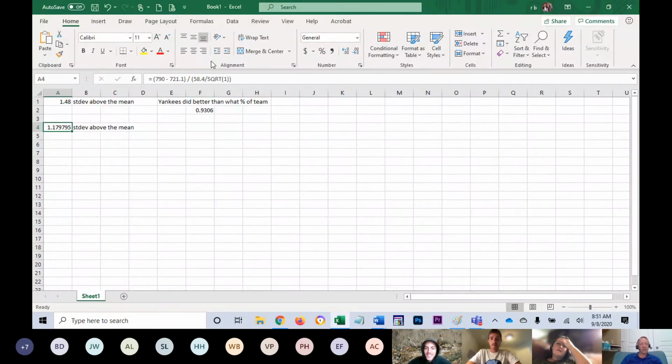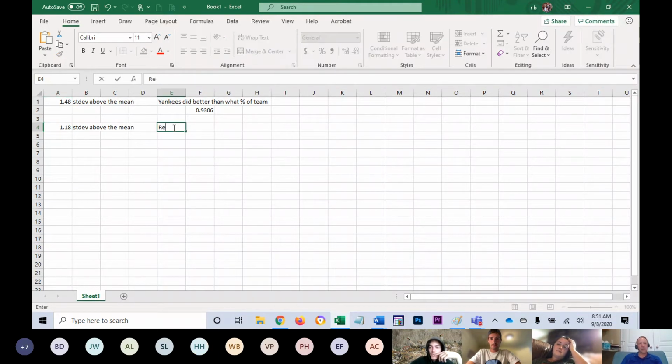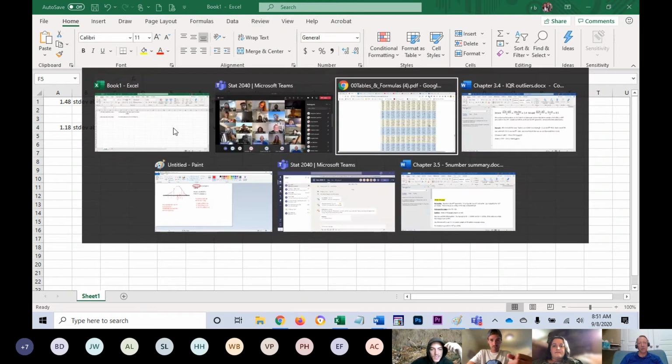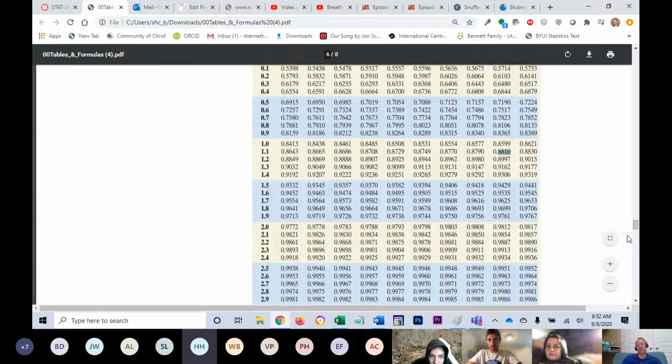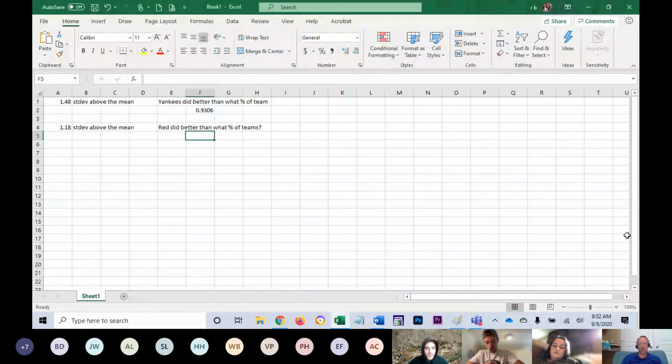Okay, so we're going to round this also to 2 decimals here. So that rounds to 1.18. Reds did better than what percent of teams? So this is 1.18. Okay, so how do you do that? I gotta pull up the chart. Let's see, 1.18. 0, 1, 2, 3, 4, 5, 6, 7, 8. So yeah, it would be 0.8810. Okay. So 88% of the teams.